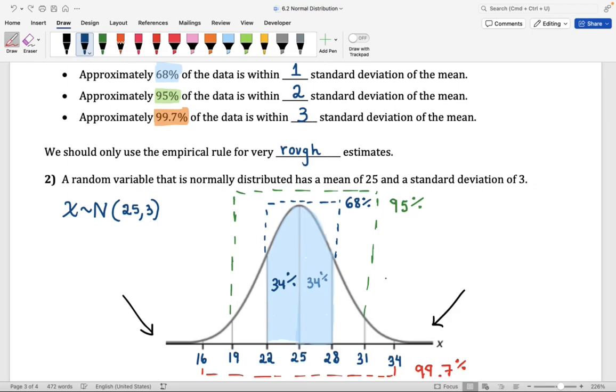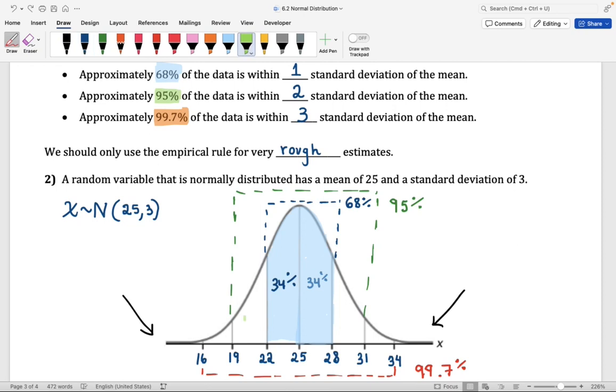We can say this because of the symmetry of the graph. The area that we have between 22 and 25 is exactly the same as the area that we have between 25 and 28. If we know that the area between 22 and 28 is 68% of the area, then again, we have 34% and 34%.